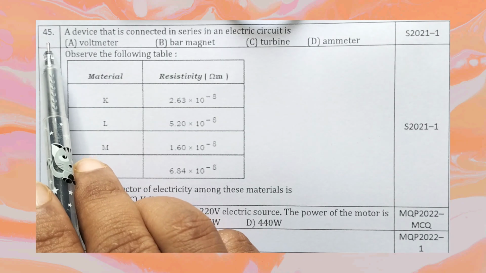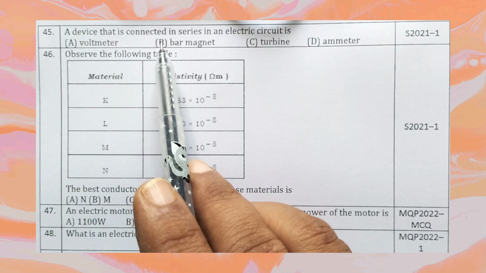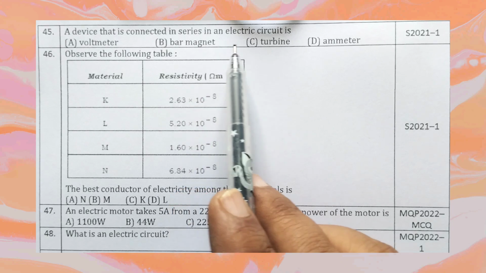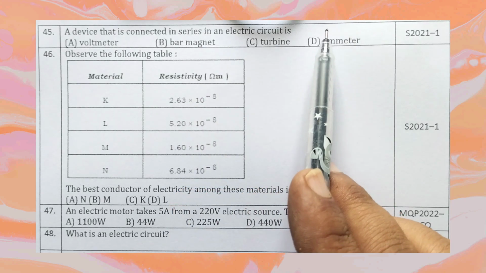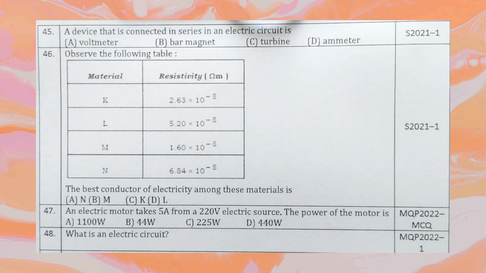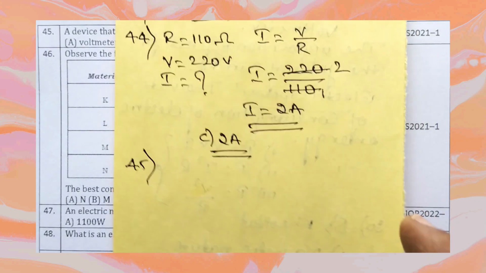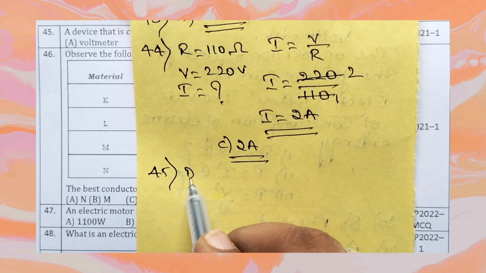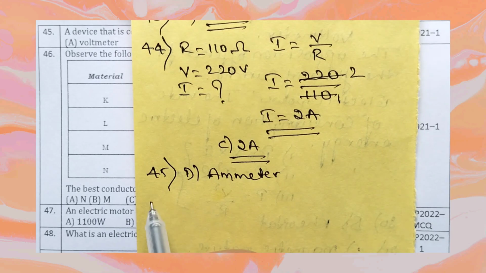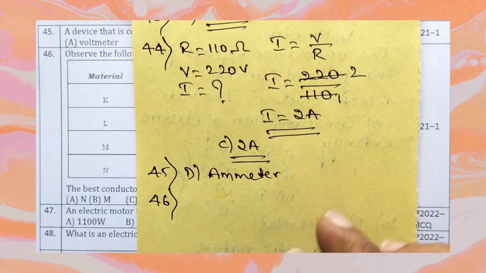The 45th question is, a device that is connected in series in an electric circuit is voltmeter, bar magnet, turbine, ammeter. So the right answer is option D, ammeter. Ammeter is always connected in series. So the right answer is option D, that is ammeter. Now let us move to the 46th question.